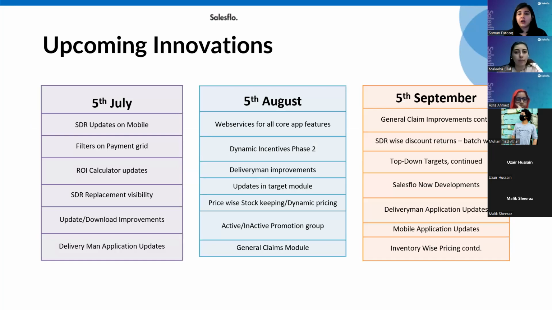Moving forward, this is the upcoming innovation plan that we follow. July updates are what we're going to talk about in this session, followed by August and September. This is just to give you an idea of what we are planning and how our innovation pipeline looks, so that you're aware of the upcoming innovations.